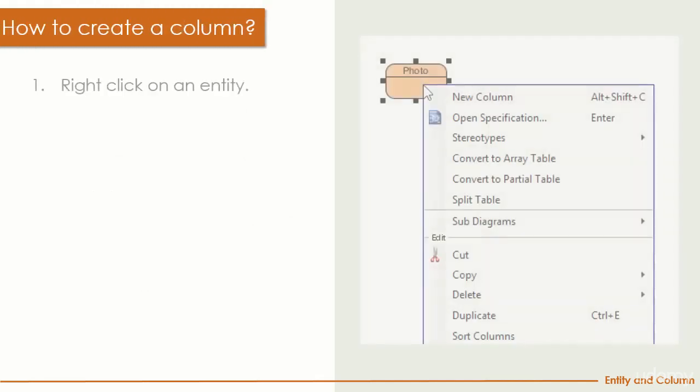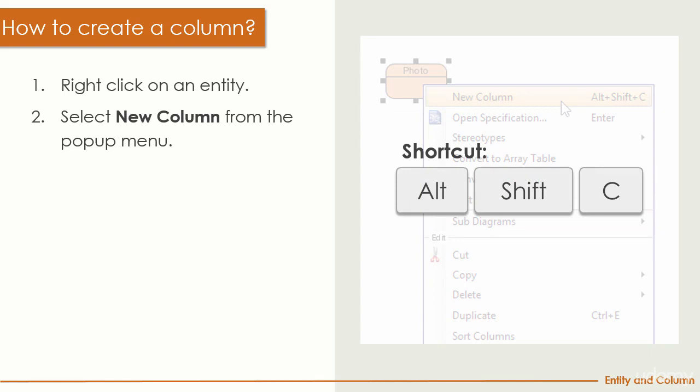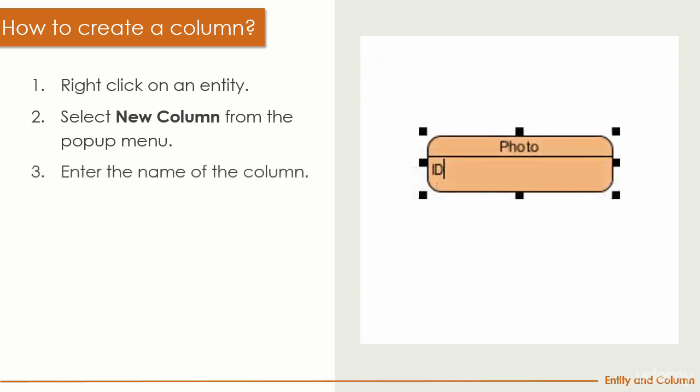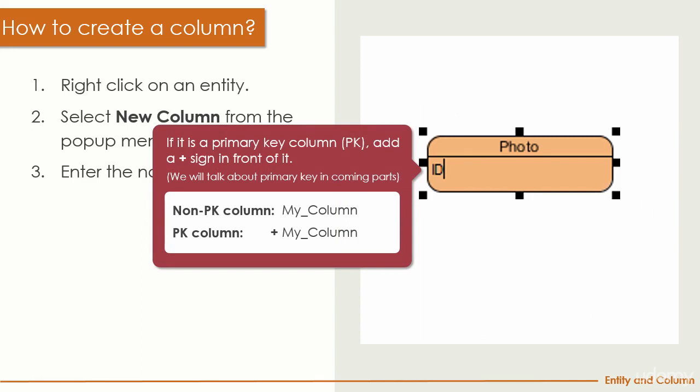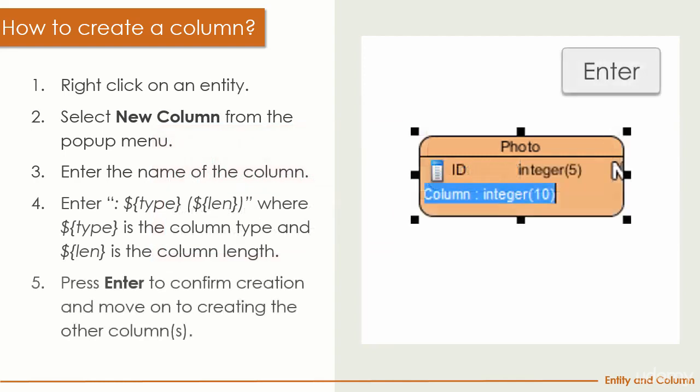And then we move on to talk about how to create a column. To create a column, you just right-click on the entity, select New Column, and then you can create a new column. Or you use the shortcut key, Alt+Shift together with C, and then you can enter the name and type you want, and also the modifier. If you want to define it as a primary key, you can define it with PK at the beginning, and then give the type and then length, etc., and hit enter to create. Let's take a look.